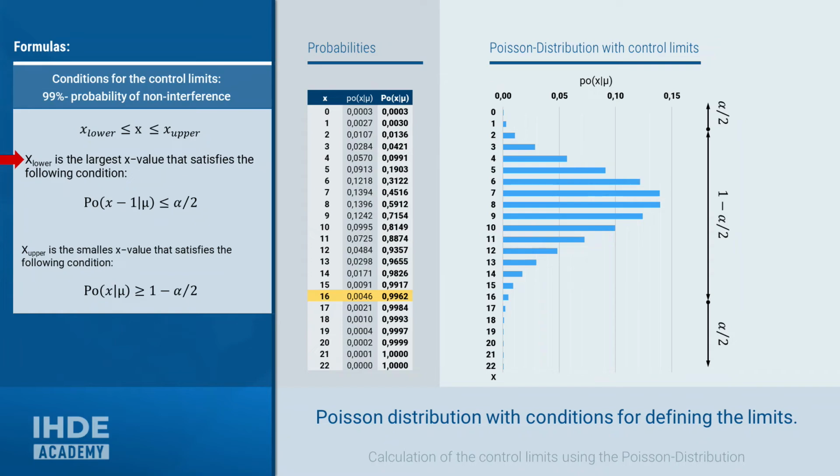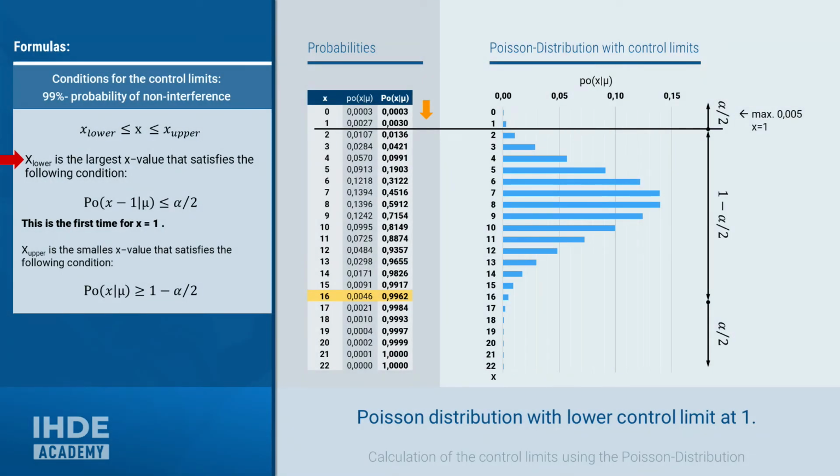The lower control limit, x lower, is the largest x value that satisfies the following condition. The cumulative probability must be equal to or less than alpha half. For the upper control limit, x upper, the cumulative probability must be equal to or greater than 1 minus alpha half. When we draw the limits in a moment, this will become a bit clearer.